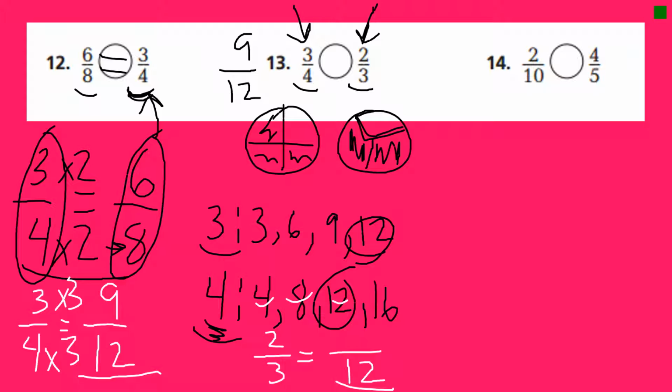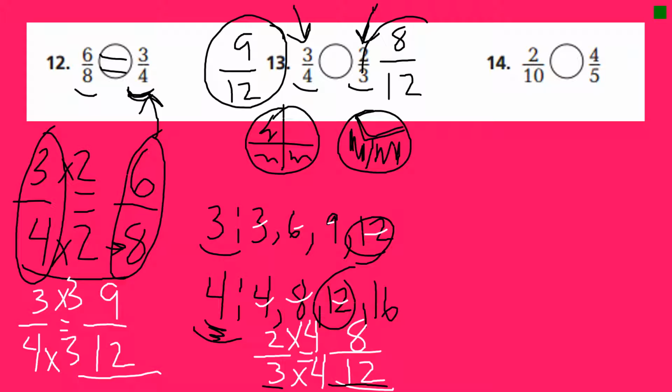Let's try 2/3 now. So I want 3 to go to 12. I know I can get there by multiplying, right? Times 4. 1, 2, 3, 4. Excellent. What do I do to that 2, boys and girls? You got it. Multiply it by 4. 8. So 2/3 is equivalent to 8/12. So now you're thinking, is 9/12 equivalent to 8/12? Of course not.